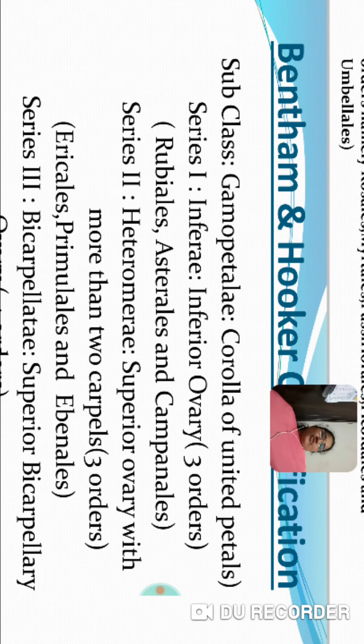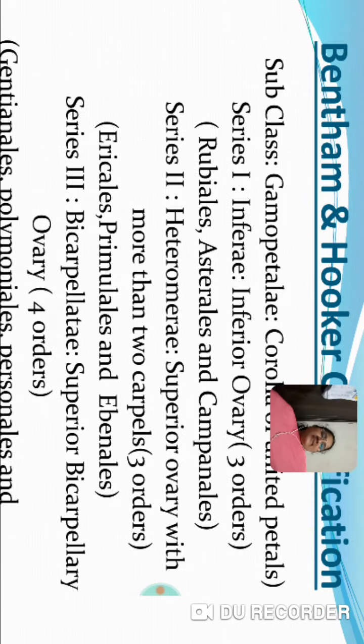Such plants are grouped under Gamopetalae, and this Gamopetalae is again divided into 3 series, namely Inferae, Heteromerae and Bicarpellatae, based on the position of the ovary, that is, whether the ovary is inferior, superior, or half superior and half inferior. First series is known as Inferae. In this Inferae, the plants have flowers with inferior ovary. Inferior ovary means the ovary is at the bottom and the sepals, petals and stamens are above the ovary. This Inferae consists of 3 orders, namely Rubialis, Astralis and Campanalis.